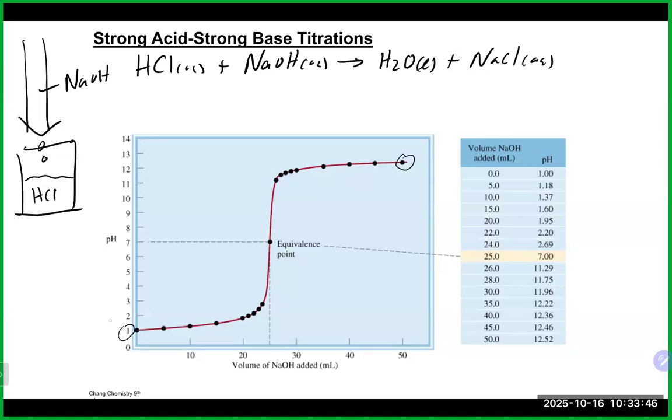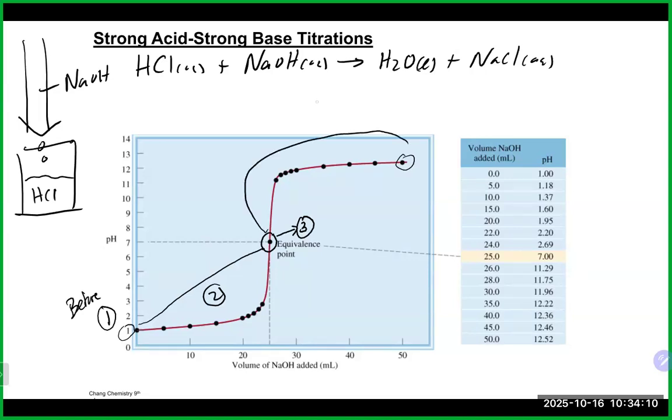The first part is before we start the titration. So this is kind of before we add anything. The second part that we look at is once we start adding, before the equivalence point. The third part of the titration we're going to look at is the equivalence point itself. And the last part of the titration is once you go past the equivalence point. So we'll go past the equivalence point in this case.